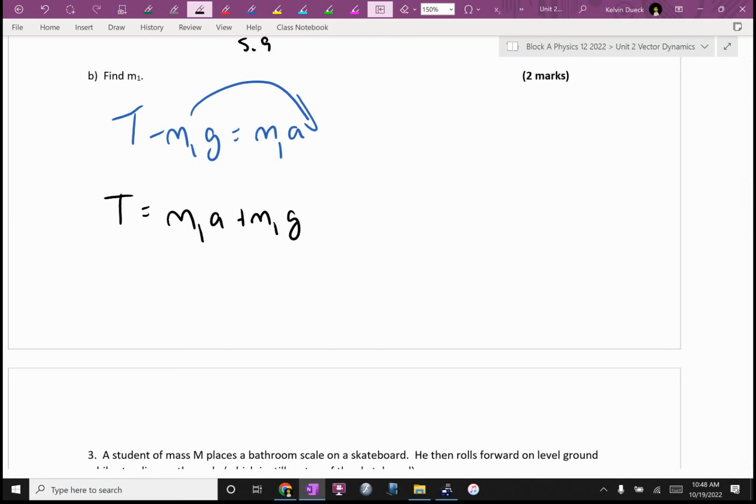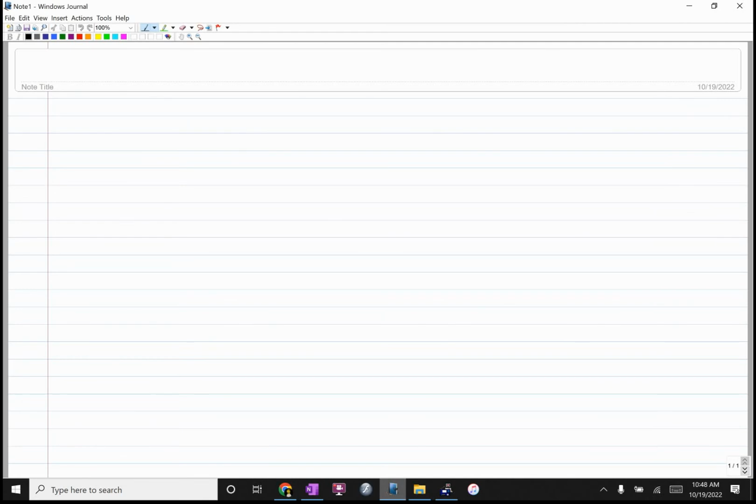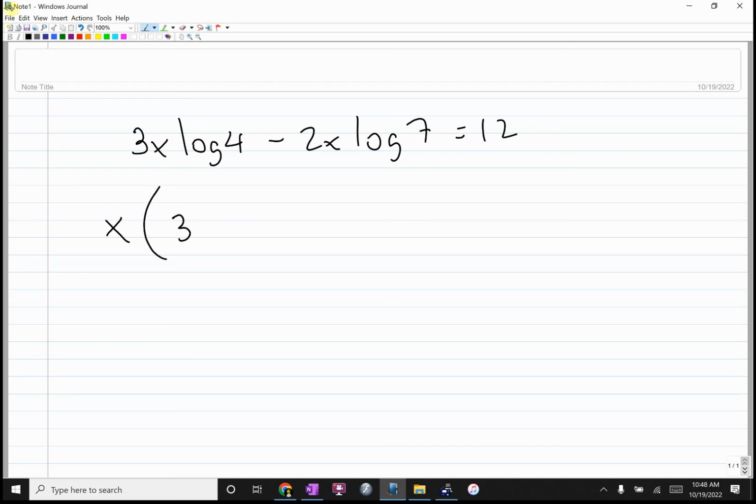Okay. Who's in pre-calc 12 right now? I think you're just starting to do log equations. So if you're solving something like this, 3x log 4 minus 2x log 7 equals 12. How many x's do you have? How many would you prefer? 1. Write it like this. And now, how would you get the x by itself? How would you move the bracket over?